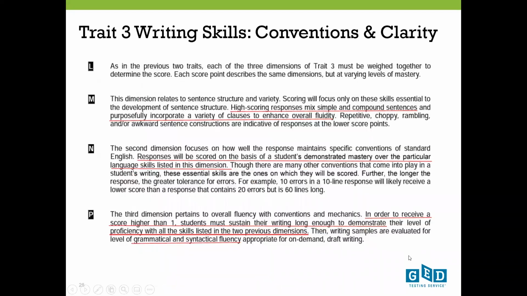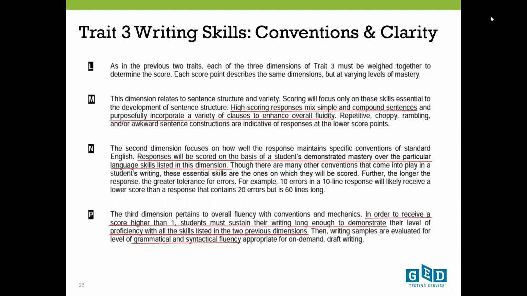So again, we've got the annotation for a trait 3, and I've underlined some of the points that stuck out to me as being very important. But again, I invite you to go back and look through all of this, and some of these aspects of this annotation will resonate more with you.